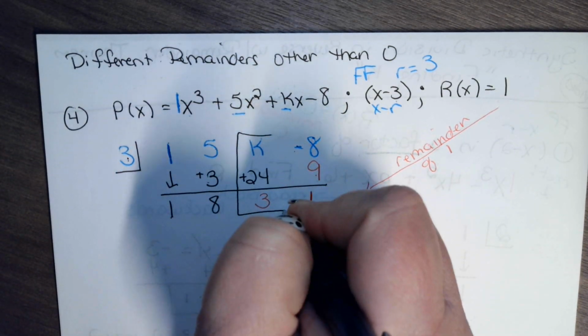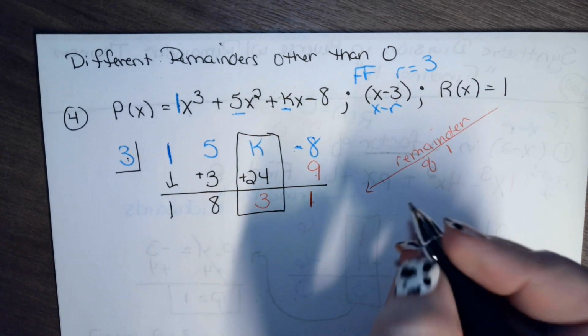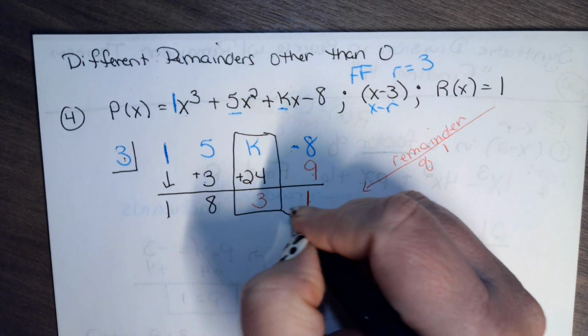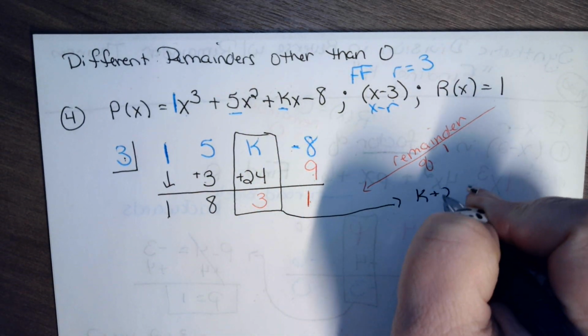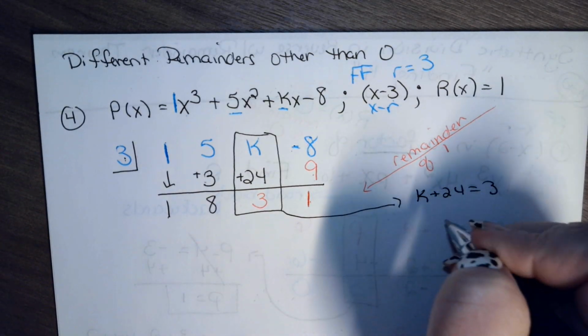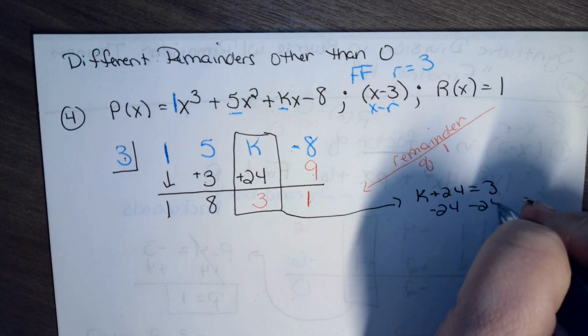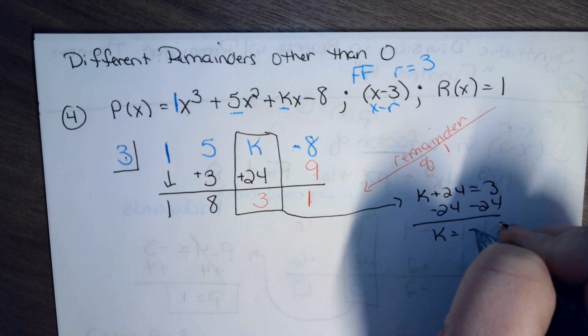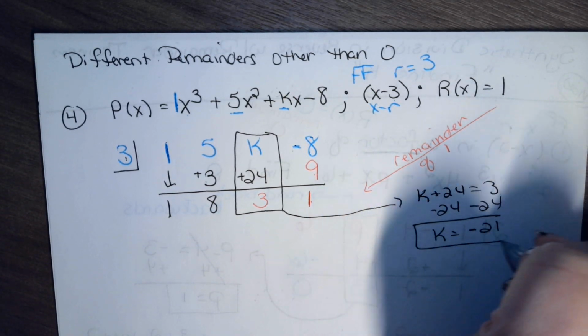We have now figured out what the little simple equation is. So let's solve that little simple equation. We got k plus 24 equals 3. Subtracting 24, we get k equals negative 21.